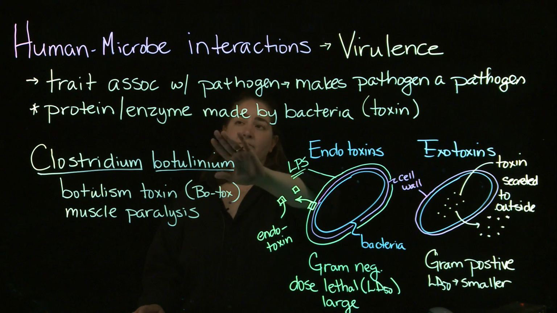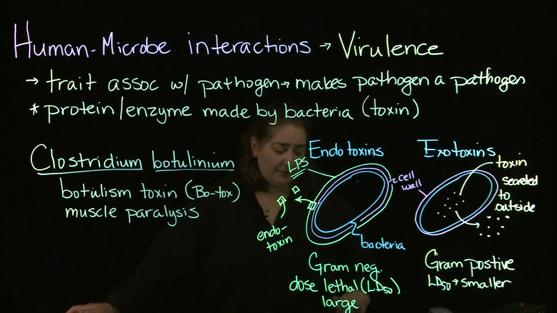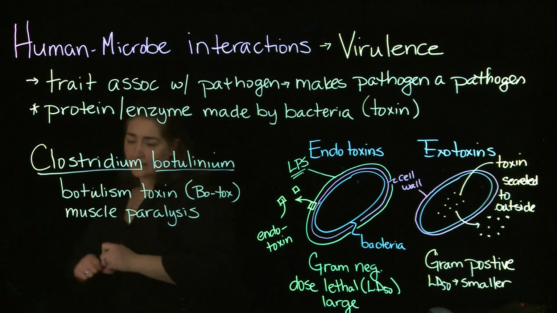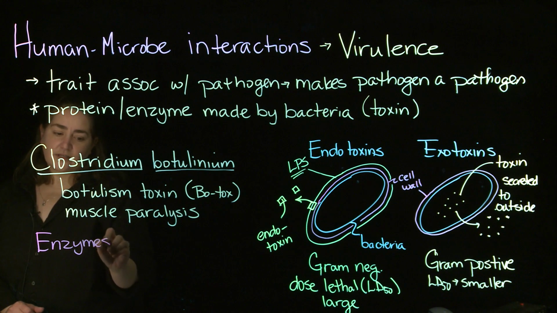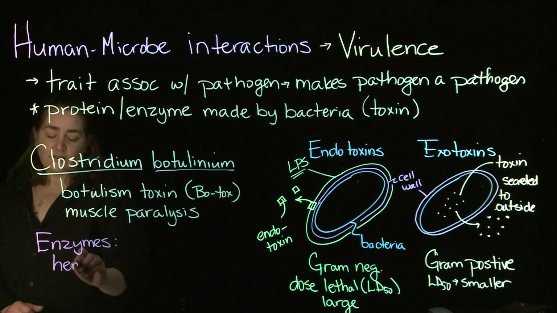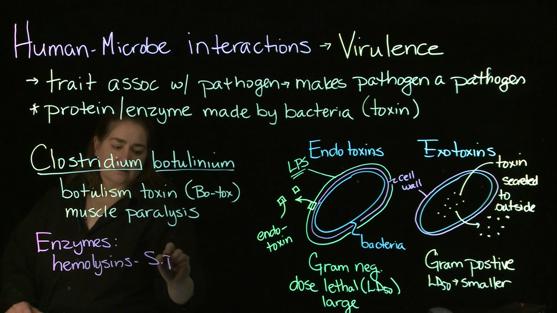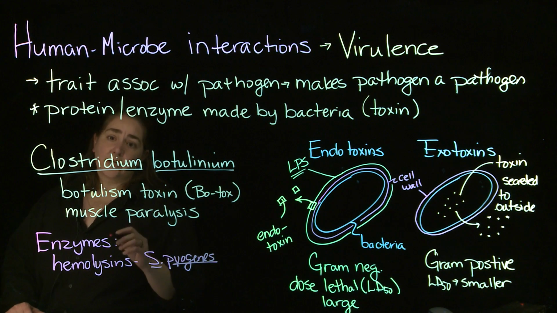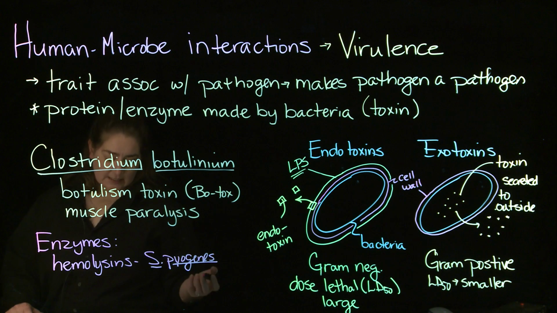So in terms of our virulence factors, the toxins are one example of a virulence factor. They're not the only virulence factor that's out there, though, okay? You can have other enzymes that bacteria can make. The hemolysins, made by Strep pyogenes, that's going to break open red blood cells. That's an example of a virulence factor. It essentially is what makes us sick.